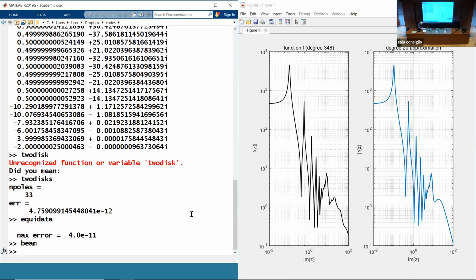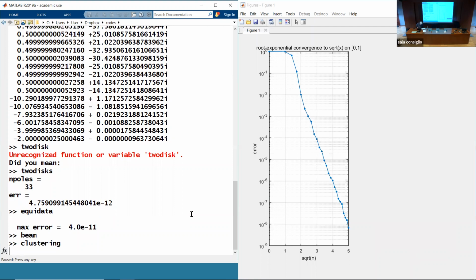Okay. The next one is called clustering. And this is the application I'm showing you that is closest to explaining a point of theory. The point here is to talk about clustering of poles near singularities and the benefit that brings you. So here, the most important thing in this plot is the X label, square root of n.